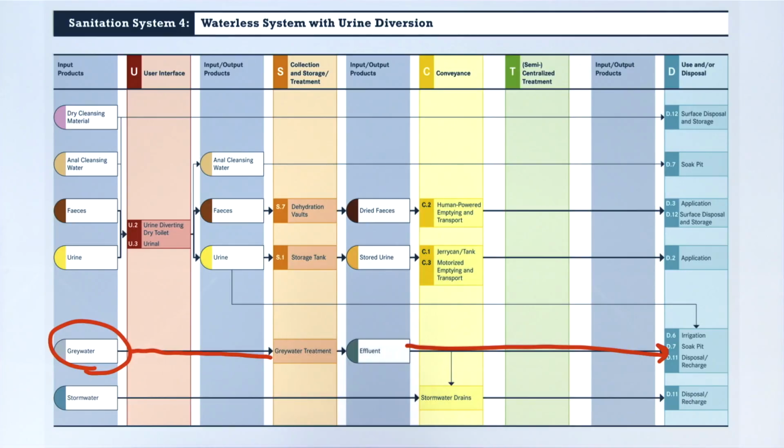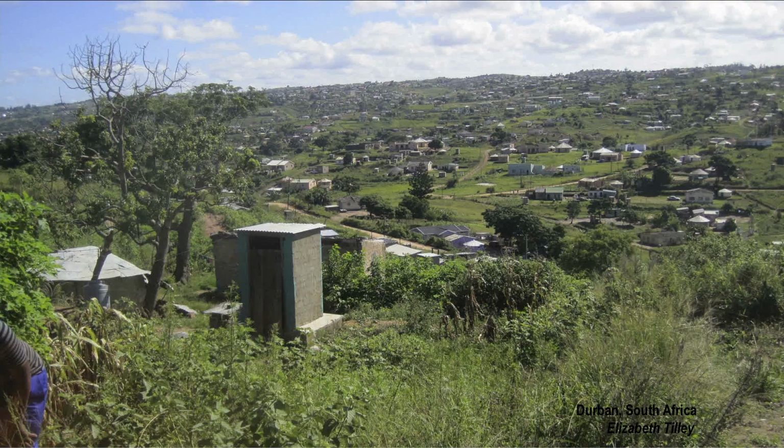This system is not necessarily complicated to build, but it certainly requires careful planning, especially in terms of how to use the final products, so the stored urine and the dried feces, and determine how they can be either applied or disposed of. Here is a photo from Durban, South Africa, where you can see a whole community with urine diverting dry toilets. Take a minute and see if you can identify where they are.